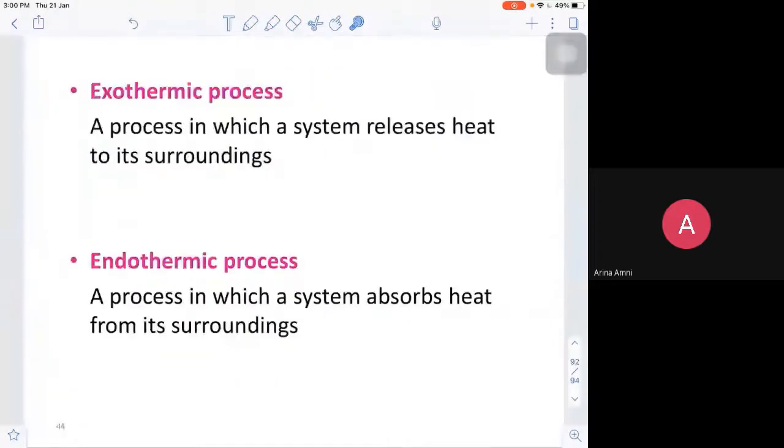The IE is always positive. To remove the electron, energy is always required; it is always an endothermic process. But for the EA, it's either exothermic or endothermic. Exothermic when the system releases heat, it is negative. Endothermic when the system absorbs heat.